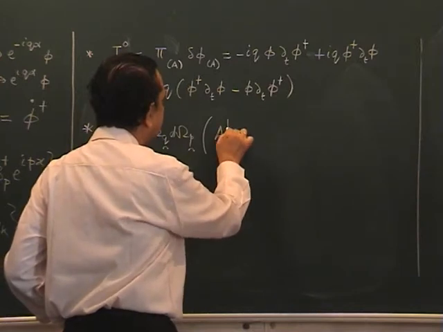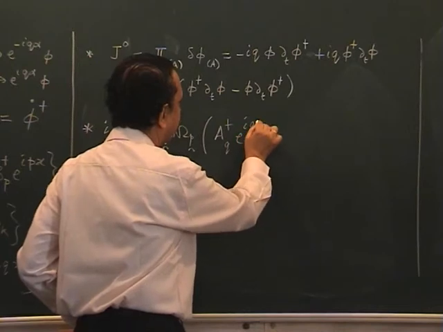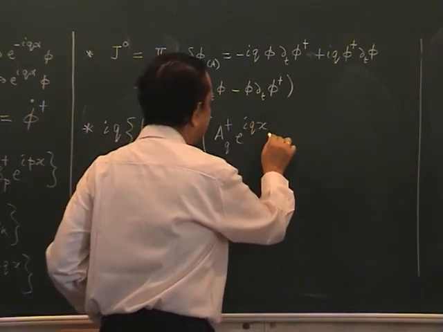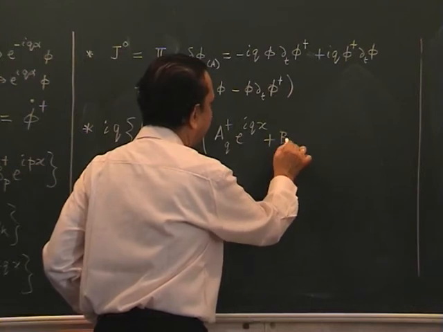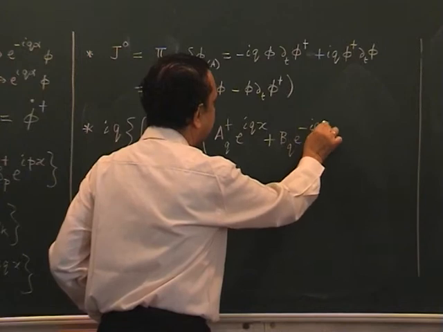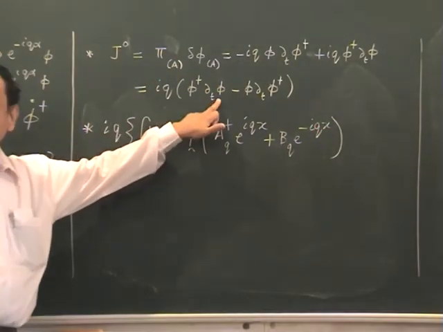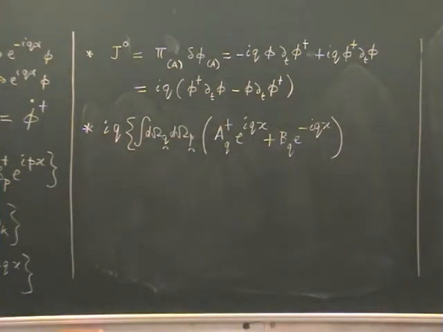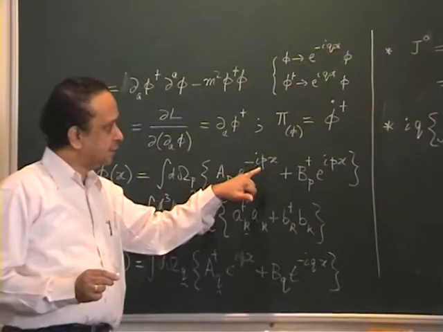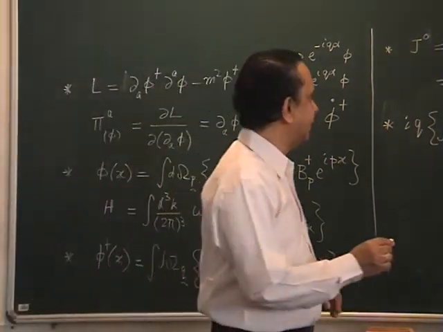a_q dagger e to the iqx plus b_q e to the minus iqx. This is going to be multiplied by dt of phi. So let us evaluate dt of phi. So if I take this and I take the time derivative, in this the time derivative will bring down a minus i omega. So let us write that down.